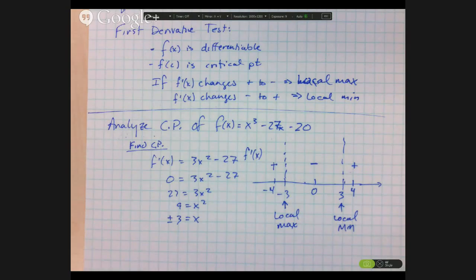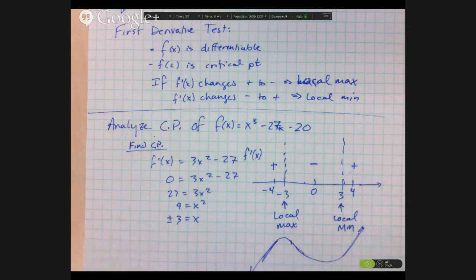Does that make sense? Okay, so don't get confused with 4.2. In 4.2, we plugged into the original function to find min and max. This is another way to find a min and max using the derivative. We will actually be able to do it with the second derivative as well in the future, but for now, that's what it is. So the graph looks like this. Positive slope, negative slope, positive slope.